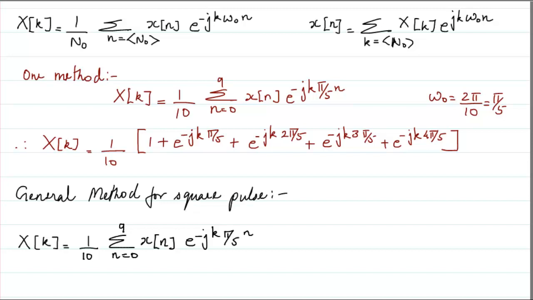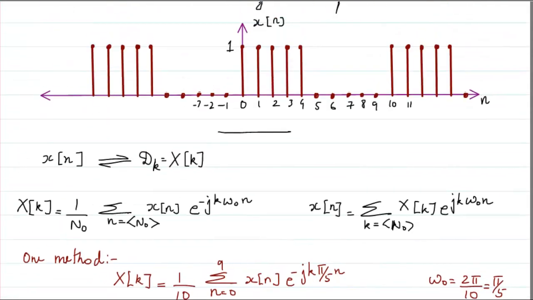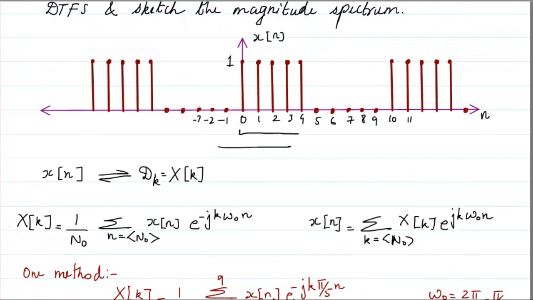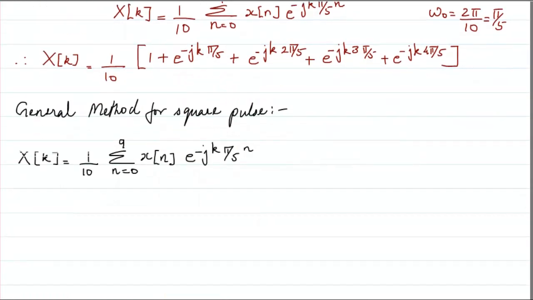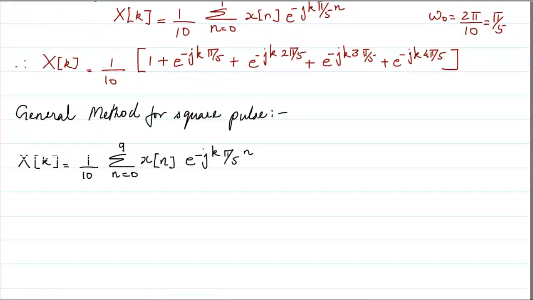Okay, now we know that x of n has values of 1 from 0 to 4, and after that its values are all going to be 0. So what we can conclude from that is the summation will reduce from 0 to 9 to 0 to 4, because after 4 the values are all zeros. So there is no need to add them up, because the value will anyway come 0 afterwards. So I will change this to 4. Okay, and x of n at those values are all 1.